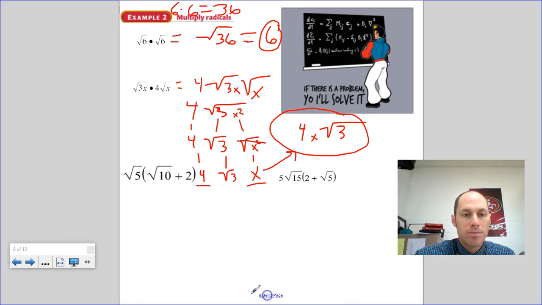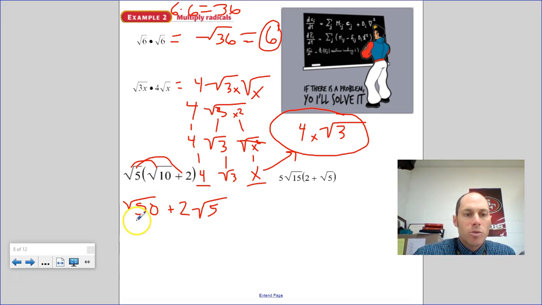Our next example, notice we're multiplying, and we're going to have to use the distributive property. So square root of 5 times square root of 10, both under the radicand, so that'll be square root of 50. And then square root of 5 times positive 2. Well, 2 is outside the radicand, and the 5 is underneath, so it's going to be 2 times square root of 5.